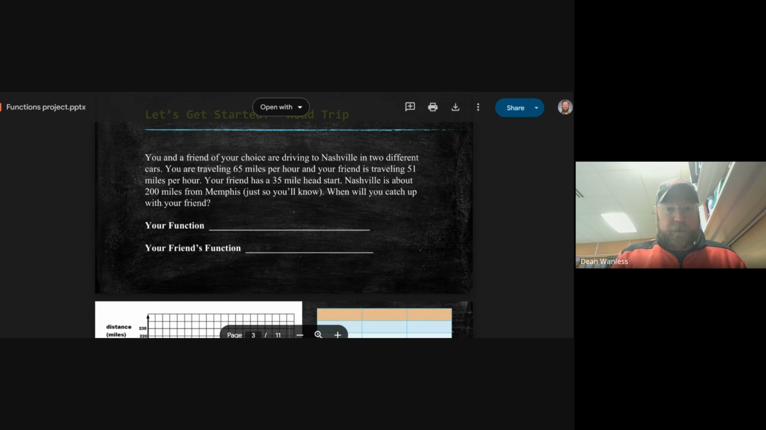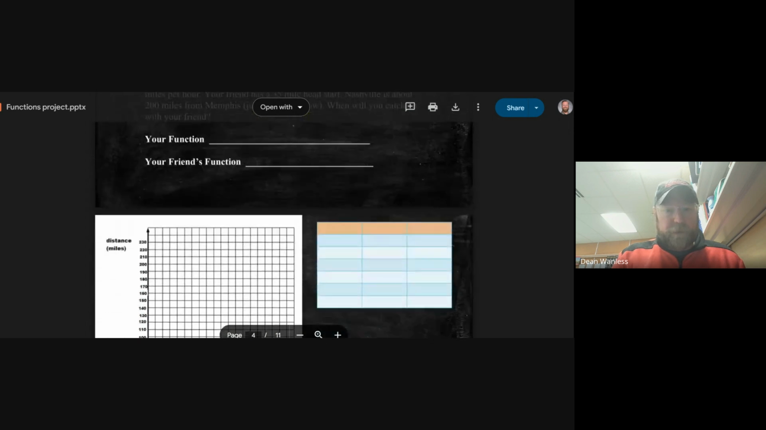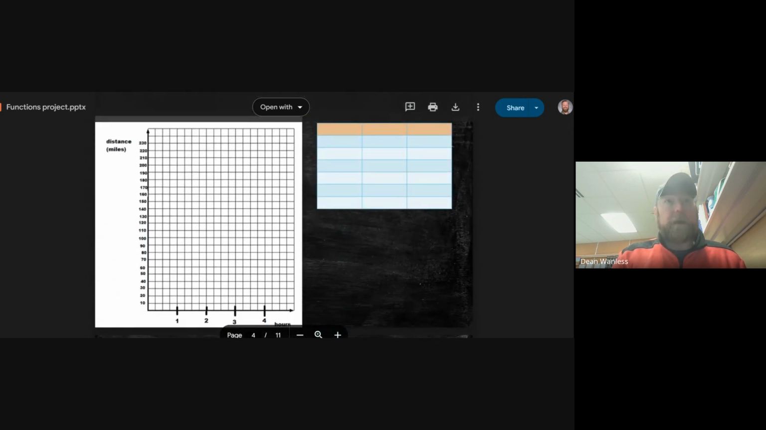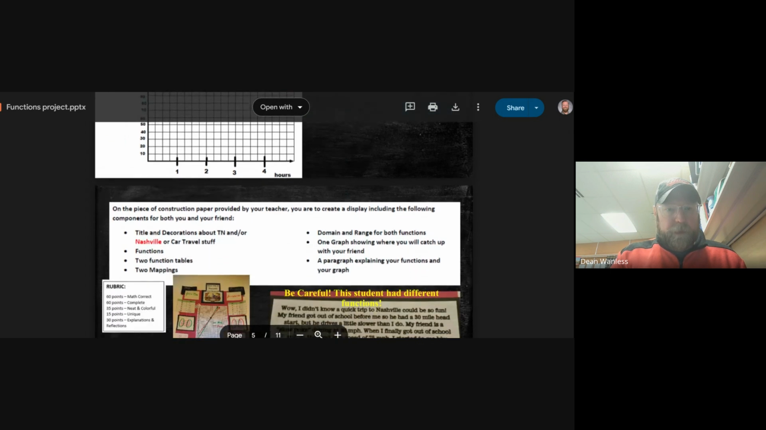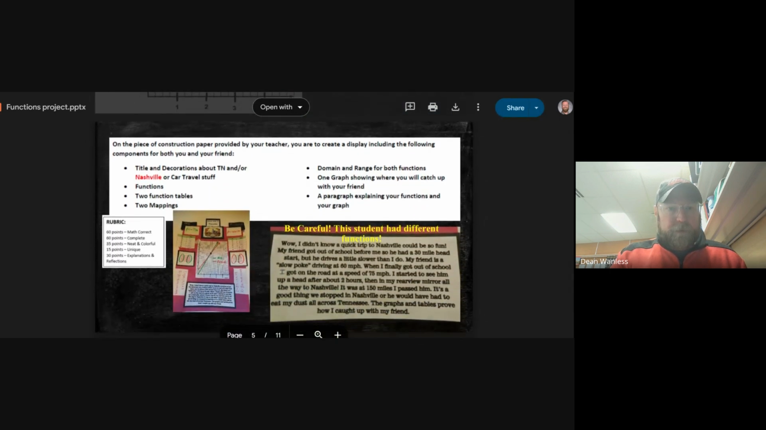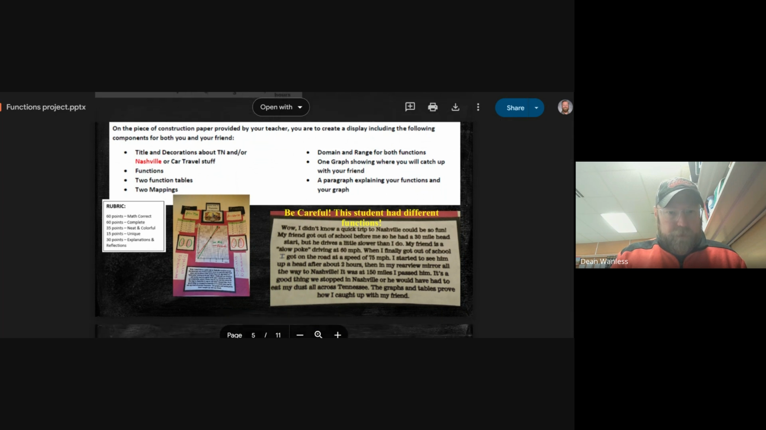So this is where you would write your function and your friend's function. Now, each one of you guys, depending on which one you pick, is going to get a sheet of paper with this on it. It's going to include a graph and some tables, I believe, so that you can start your input output. And then on a piece of construction paper provided by your teacher, you're to create a display of the following components. So this one here is showing you an example.